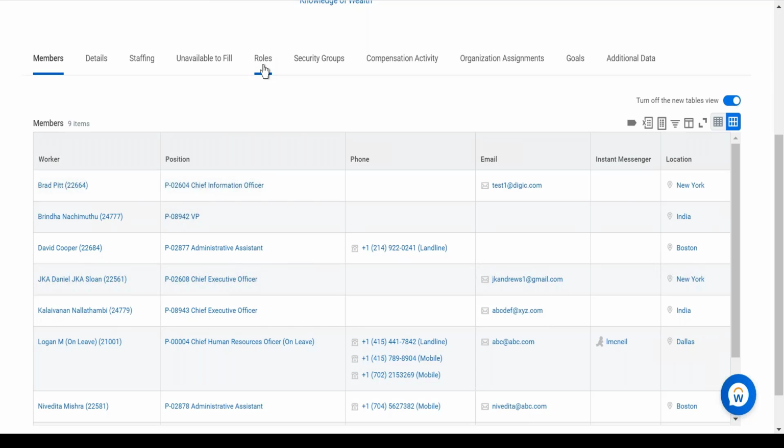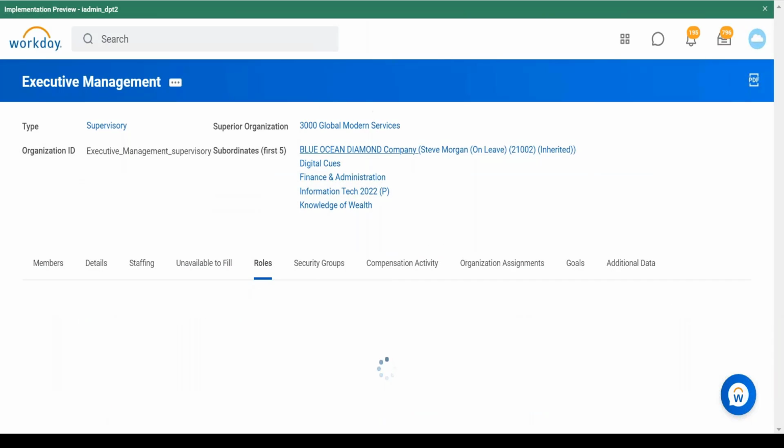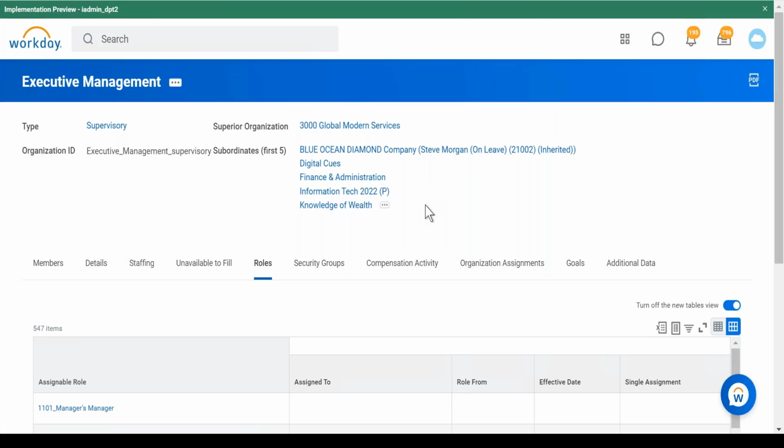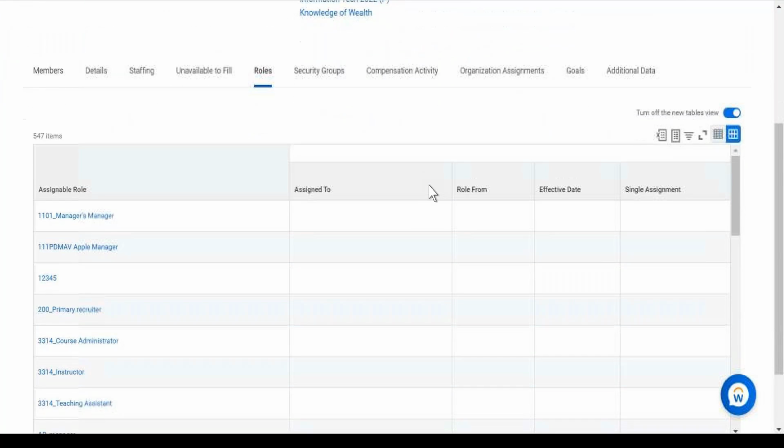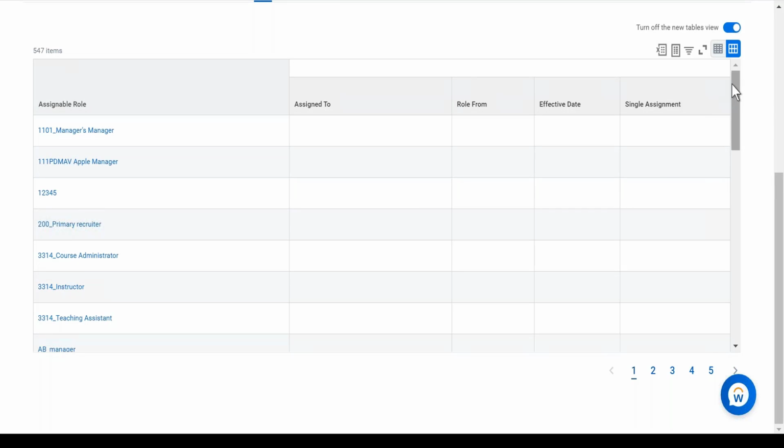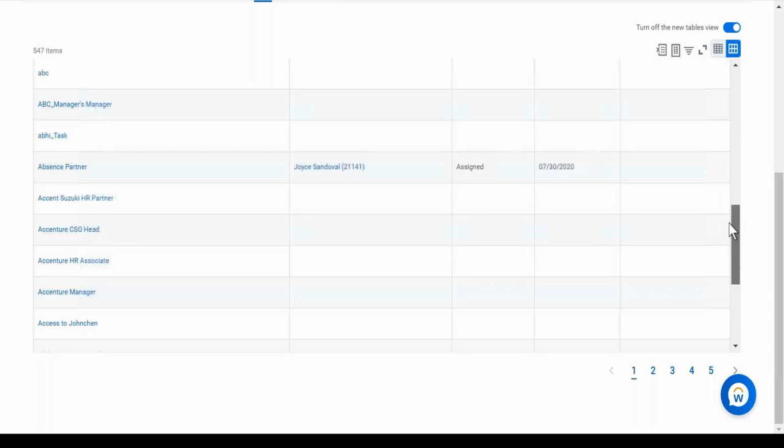Even location falls into organization. Location also is an org hierarchy in Workday. Even location is considered that. So in order to see if your report is running the right value or not, okay, I see none of the security groups have been assigned.